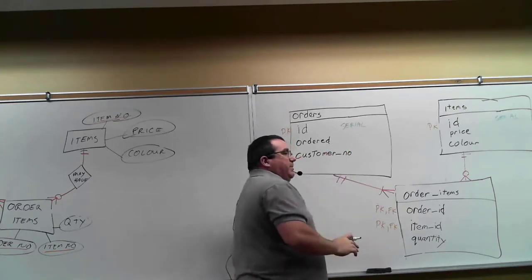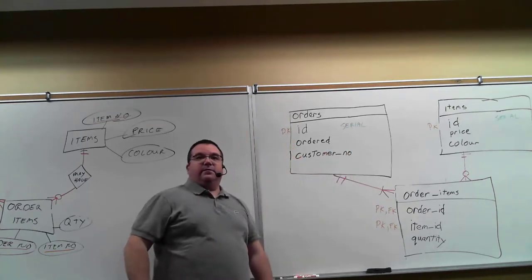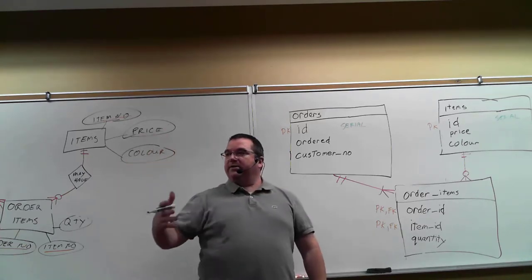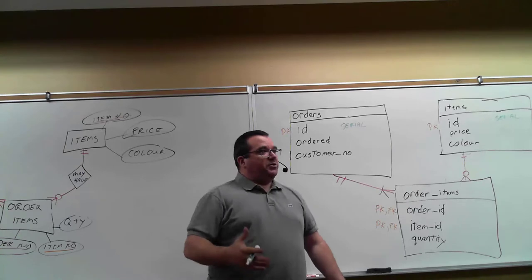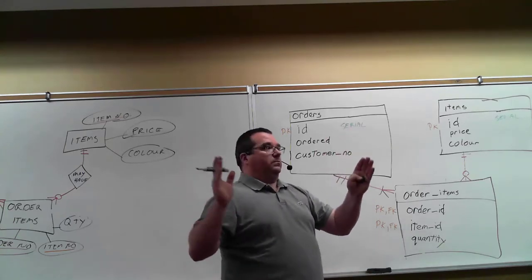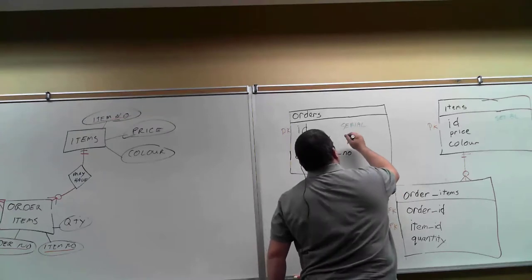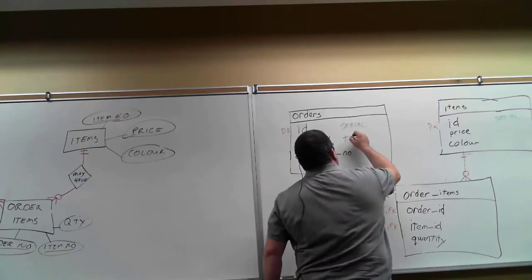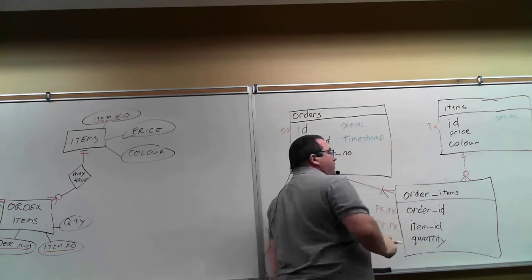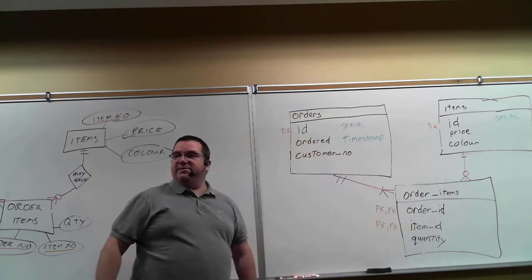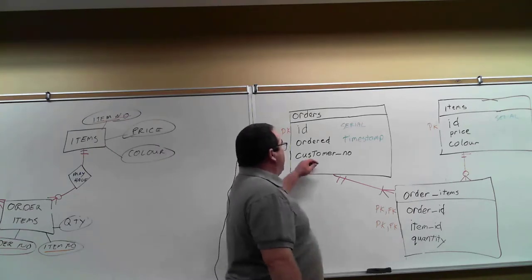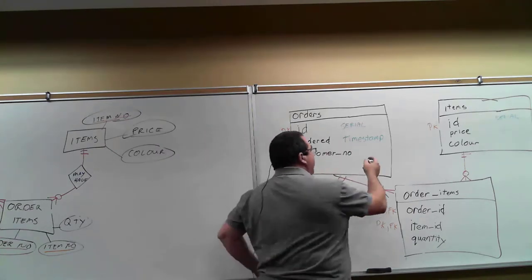Ordered. What's my rule about dates and times? Always use a timestamp. If you're working with MySQL, it's known as datetime. Always basically use whatever data type your database server supports for the full amount of time. So in Postgres, it's a timestamp. You don't need to worry about the time zone, because I've already had one person ask, do you include the time zone? No. Customer number. We don't know where it's coming from. We're going to assume it's an integer.